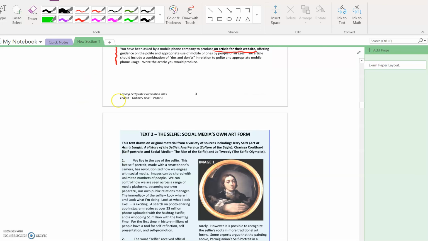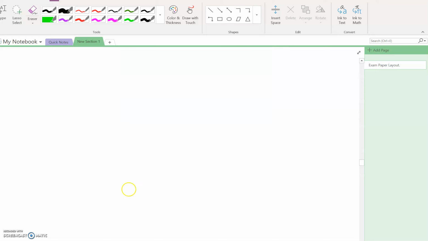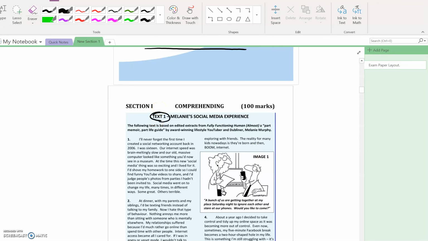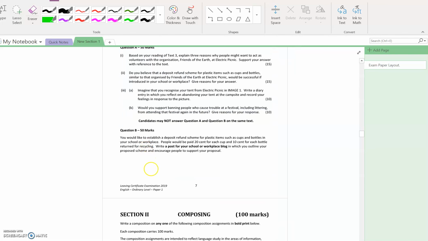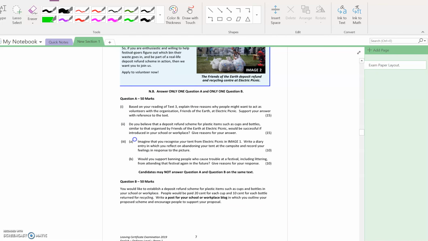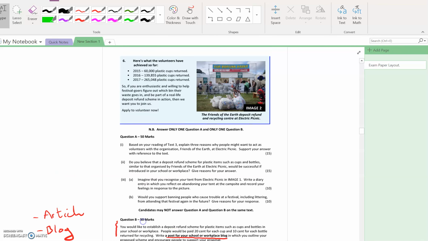Now I look at question B from text 2. And I've gone way too far. This computer is a little bit slow on me today, but bear with me. It'll catch up. Oopsie daisy. Now comprehending. Yes, text 1. Ooh, I'm just too quick. This is another text's question B, and it's looking for a post for your school or workplace blog. So far I have a newspaper article to write if I pick that one, or I've got a blog to write. Now maybe one of those you prefer more than the other.